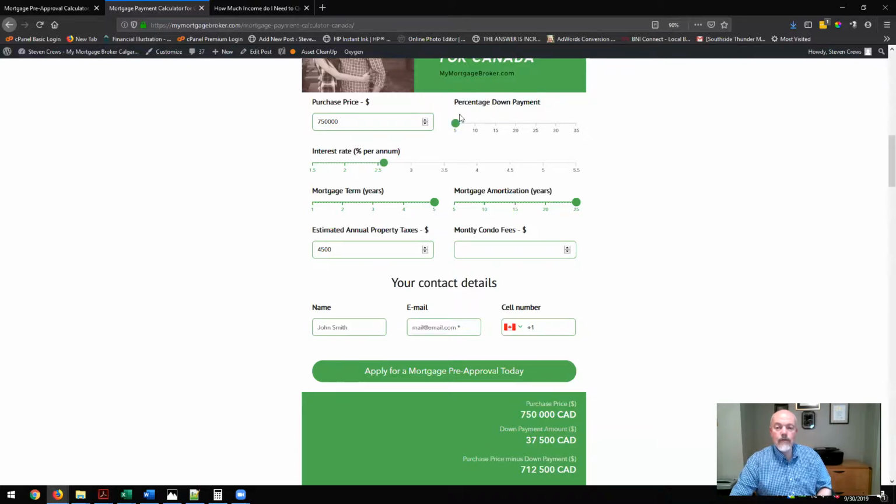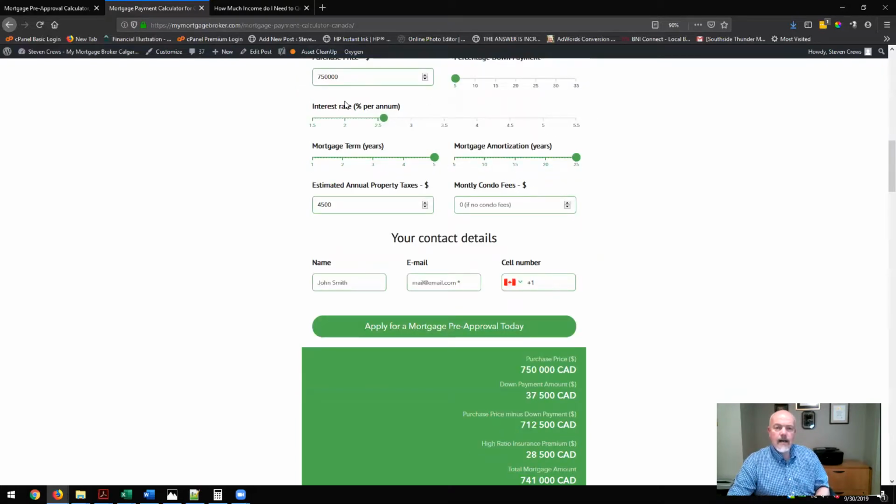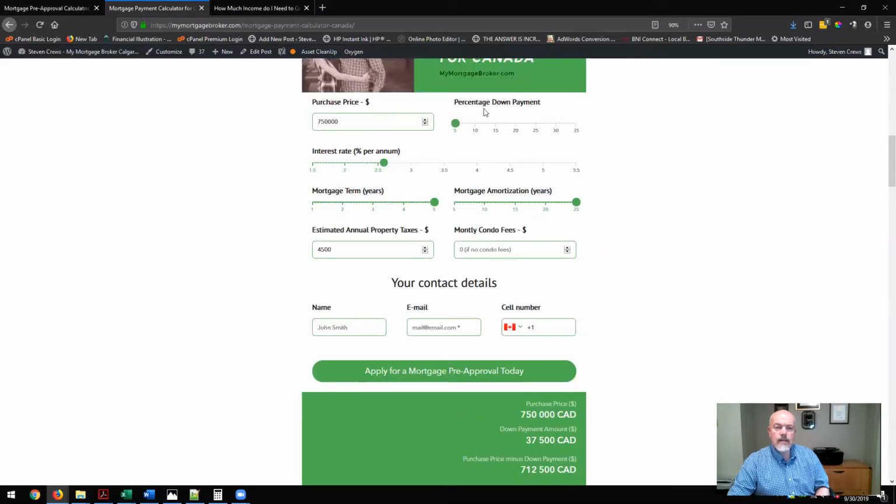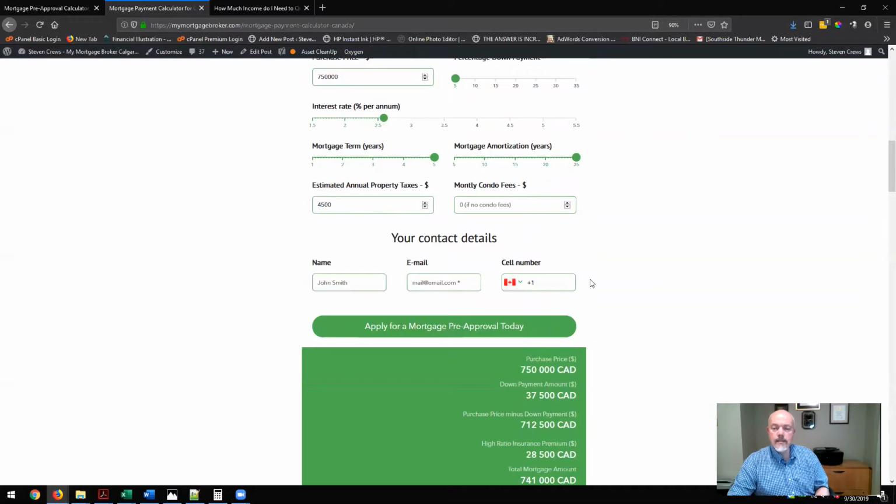So it's important for you to know that if you purchase for $750,000, you'd have to put 5% down on the first 500, which is $25,000, and then 10% on the rest, which is another $25,000. So the minimum down payment would actually be $50,000 for a purchase price of $750,000. I actually might fix that on this calculator. We'll see how complicated that is, but at the moment, this does not factor in the minimum legislated requirements. So that is something to be aware of.